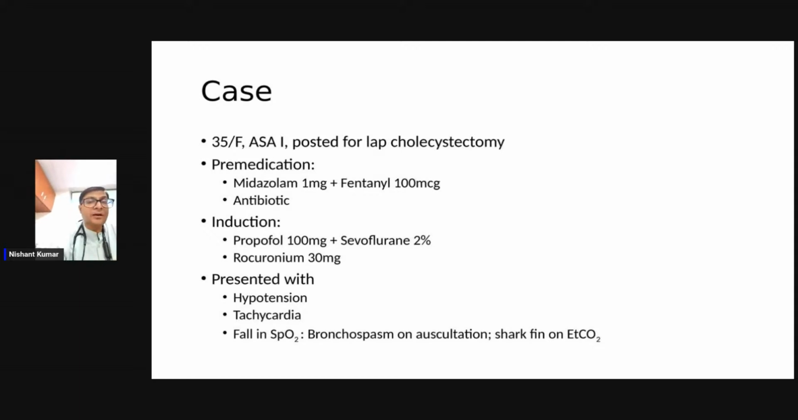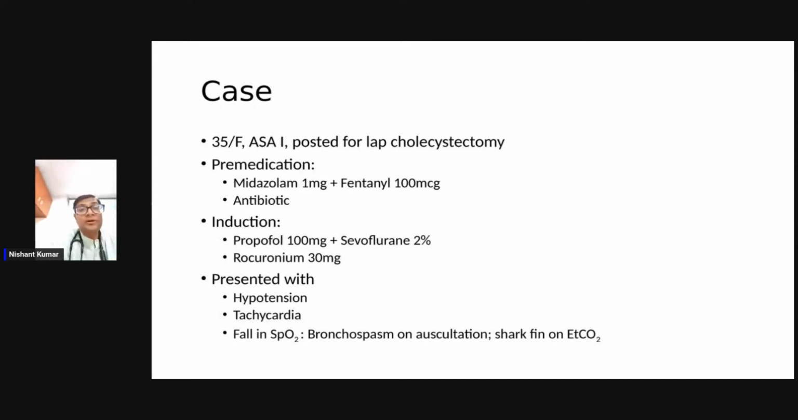The tube is, remember, not in as yet. There was a fall in SpO2. The saturation had dropped to around 70%. There was a shark fin appearance on the EtCO2 and there was bronchospasm on auscultation. So bronchospasm was suspected, and now it is up to you to recognize what actually had happened.